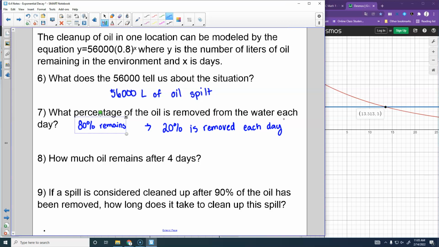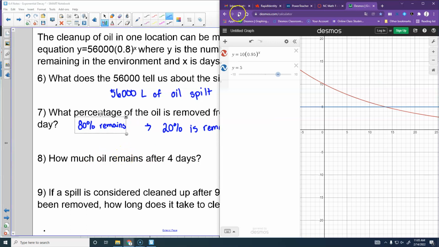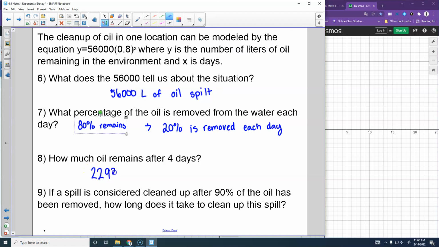So the question says how much oil remains after 4 days. So for this, we just have to plug 4 into our equation. So if we type in 56,000 times 0.8 to the 4th, we get 22,937.6. That's not gallons, it's liters.